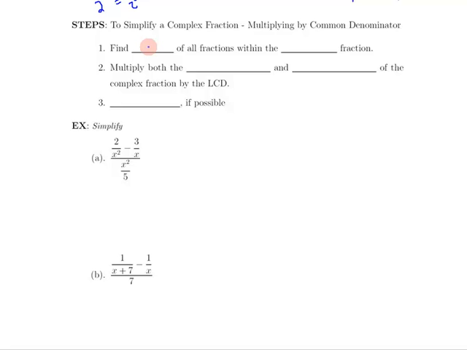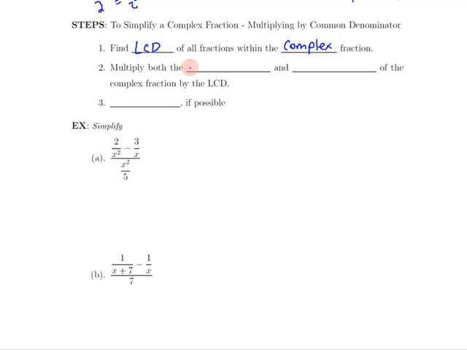I'm going to show you just one, which I think is the best one, the quickest one, the one that works in all cases, and it also is the same technique that we will use later on when we solve equations. We're going to start off by finding the LCD of all the fractions within the complex fraction. That is, you're going to look at all the fractions in the numerator and all the fractions in the denominator and find the lowest common denominator for all those fractions.